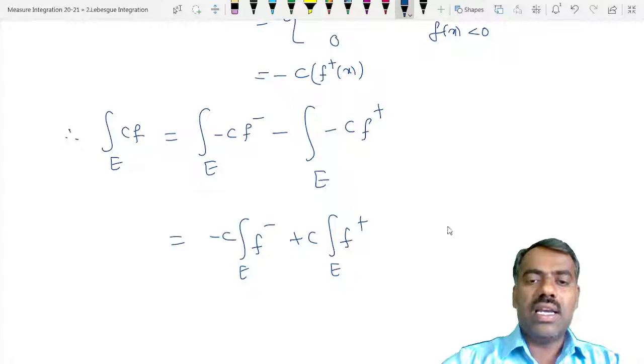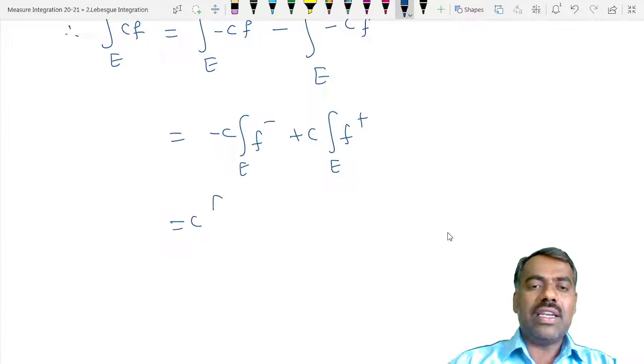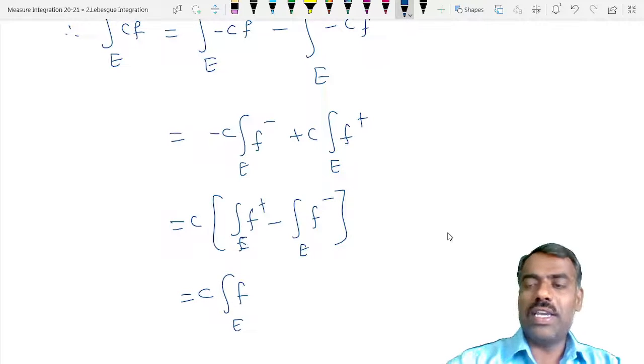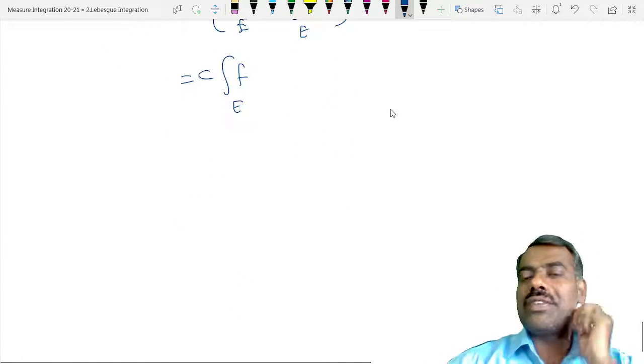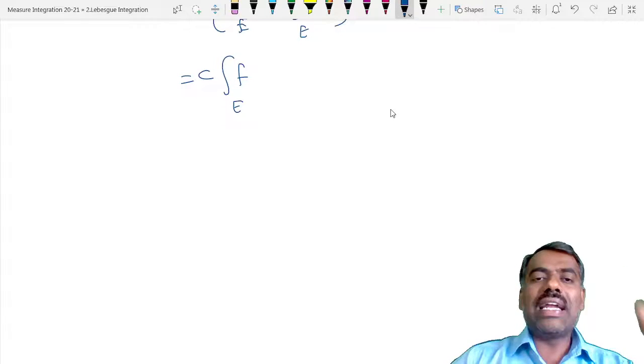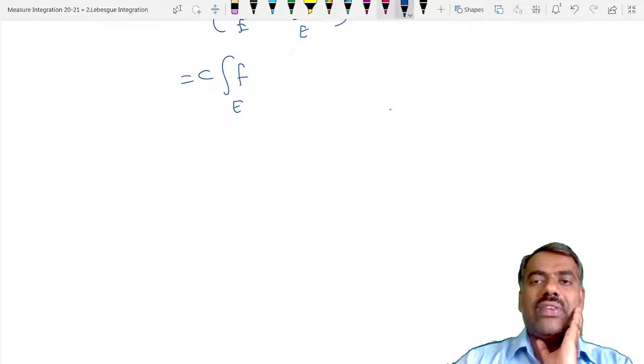Is this clear? Again, if you take c common, then it is integration of f plus minus integration of f minus, right? Integration of f plus minus integration of f minus, which is the same as c times integration of f over e. Okay. So here we just came to know what the positive part of a scalar times a function is. That is the only thing we have done here.